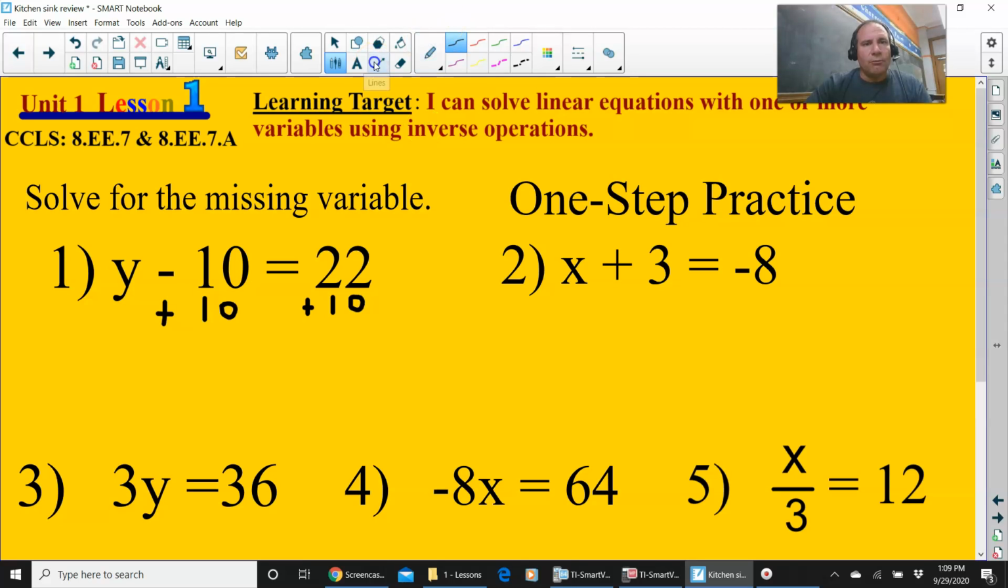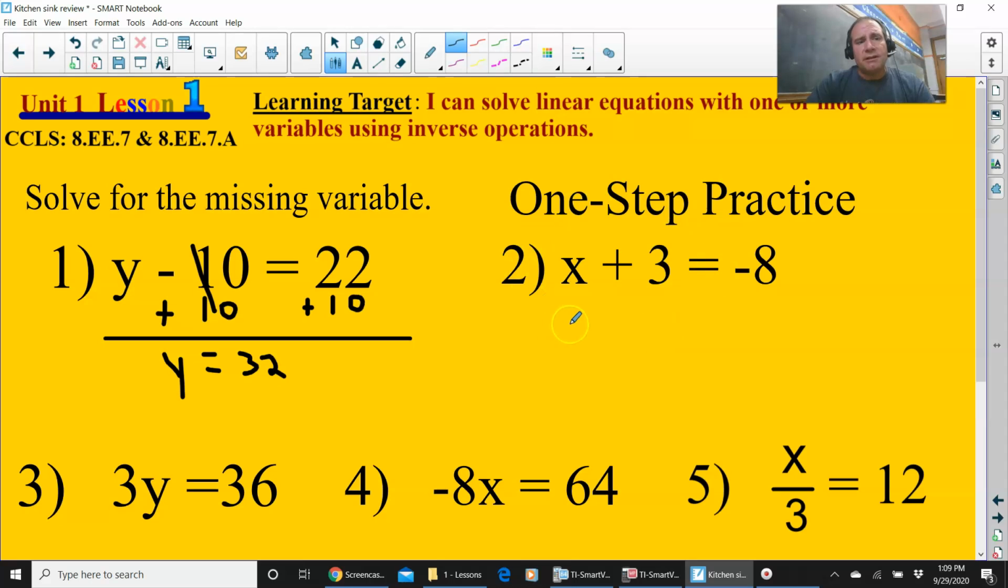So once you add 10 to both sides, you draw a nice big line like that for yourself, and the 10s cancel. Negative 10 and positive 10 equals 0. The y is the only thing that is left on that left side, and you have 22 plus 10, and that's 32, and you are finished solving that equation.